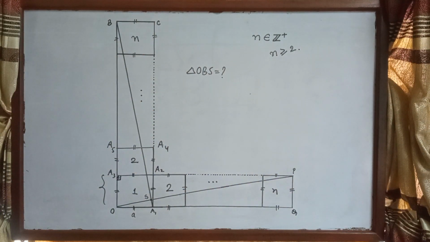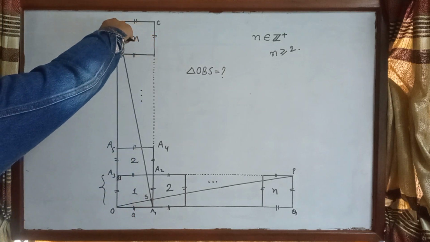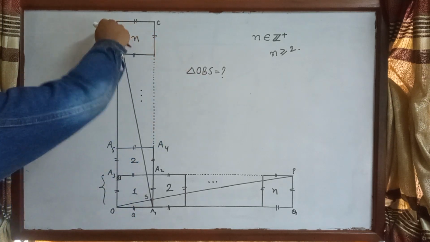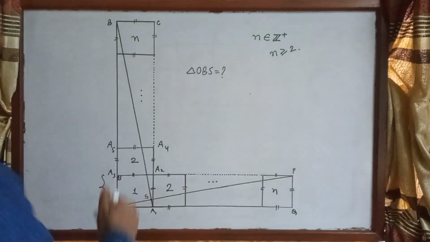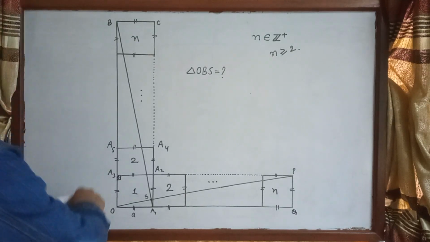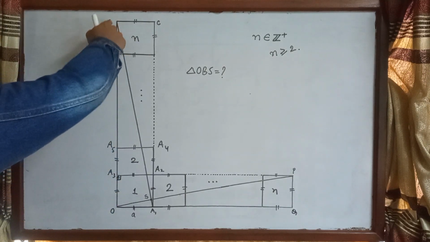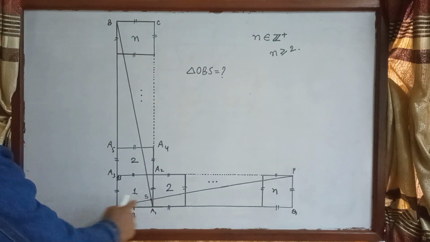Under these conditions, we need to find the area of triangle OBS, this triangle. Now, to find the area of the triangle, we can use several different methods. The one I'm going to use is the most basic formula, half times base times height.